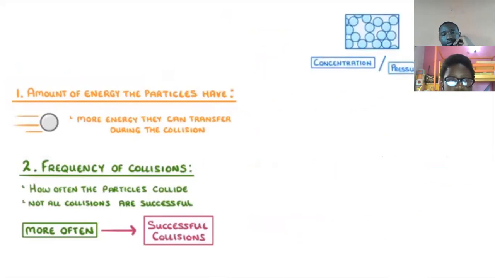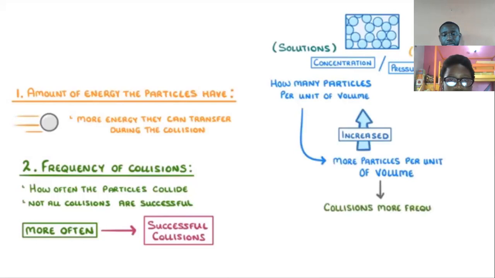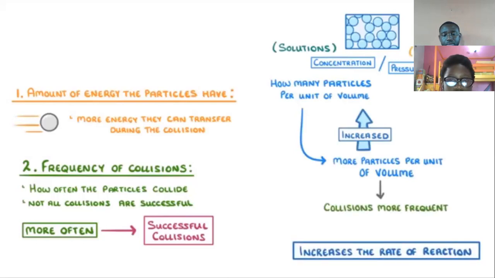Now, concentration and pressure are normally considered as a single factor, because they both refer to how many particles there are per unit of volume. It's just that concentration generally refers to solutions, and pressure refers to gases. When either of these is increased, it means that there'll be more particles per unit of volume, which makes the collisions more frequent, and so it increases the rate of reaction.